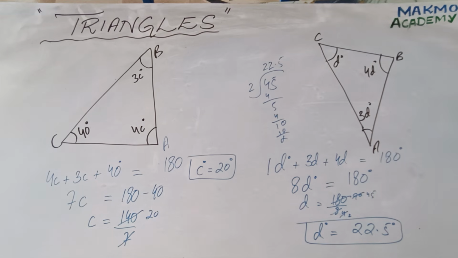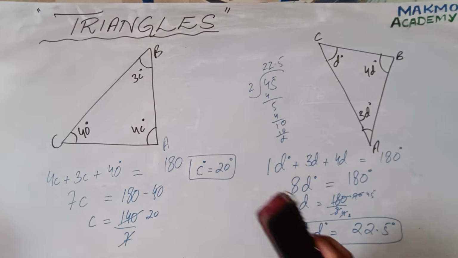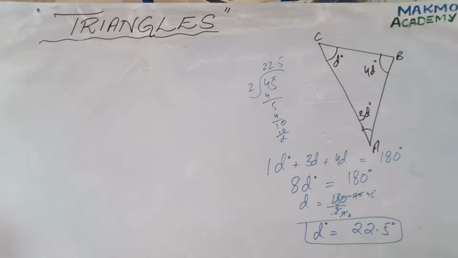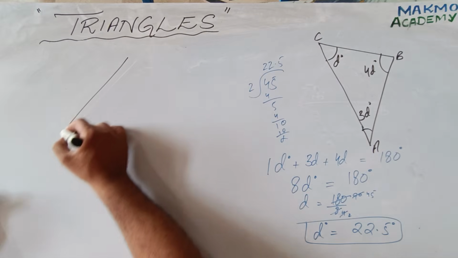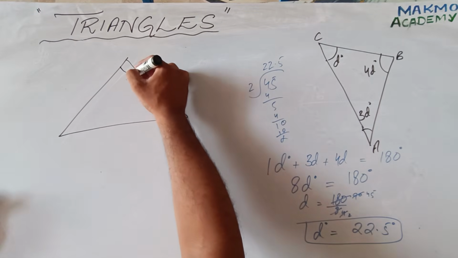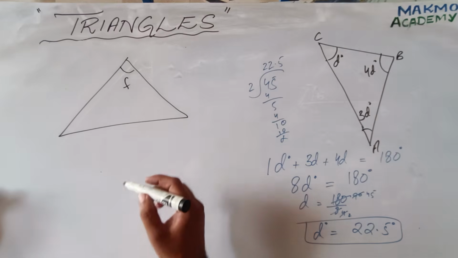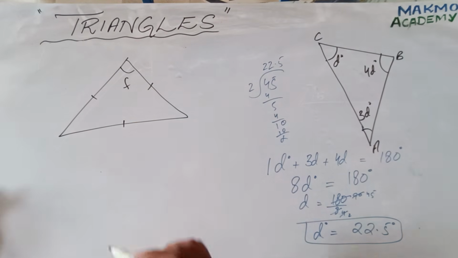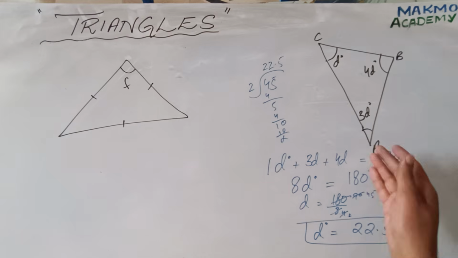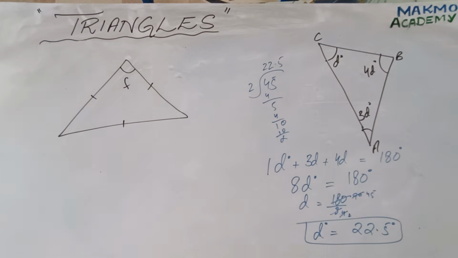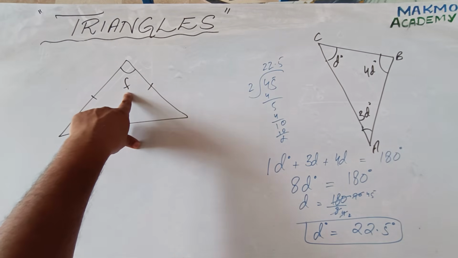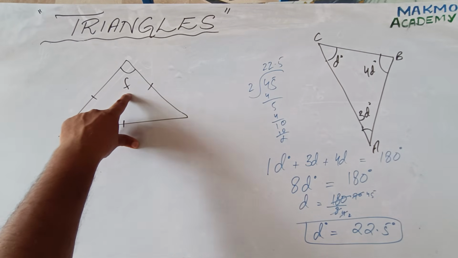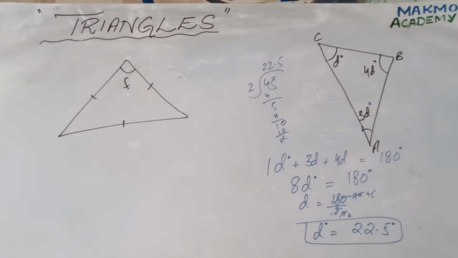Now let's discuss one more problem in which there is no variable and no solid value given. We need to find the value of f. Only these three sides are given, marked with small lines. In the previous problems all three angles were given, but in this problem only the three sides are marked. The size of one angle is unknown, and we need to find this out. There is no other numerical value given in this problem.